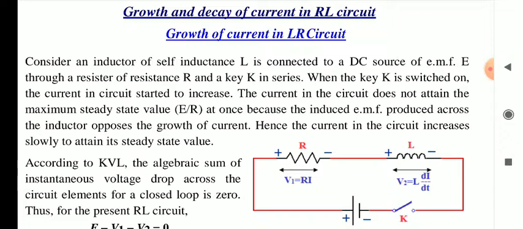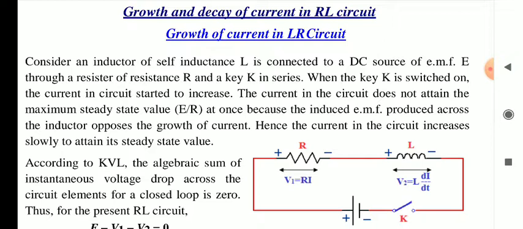So first of all, we have to discuss the growth of current in an LR circuit. For that purpose, we consider a circuit which contains a resistance and an inductance connected in series, and this series combination is connected to a source of EMF E through the tap key K.